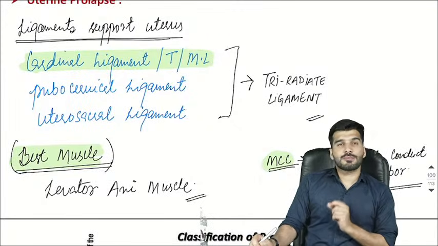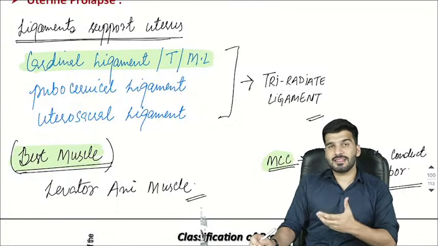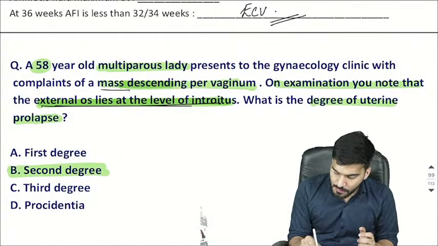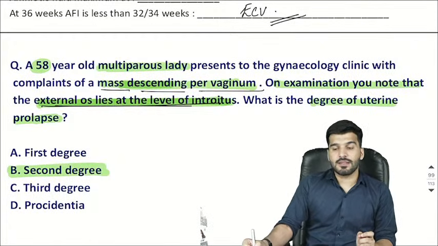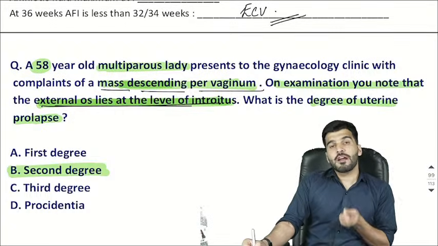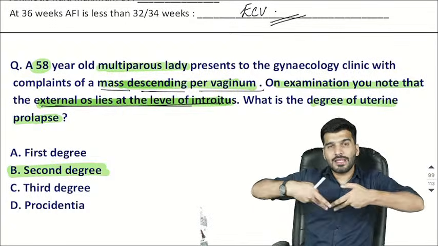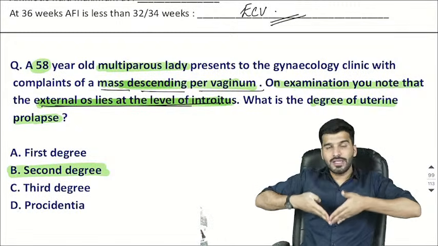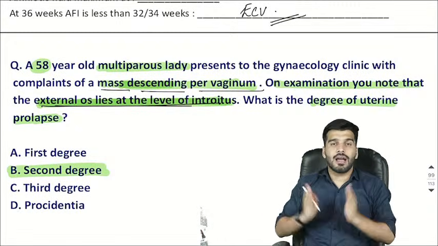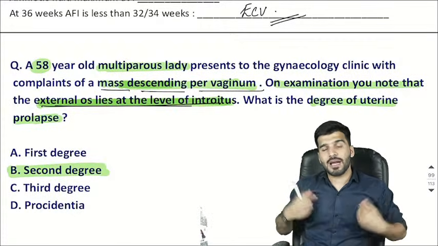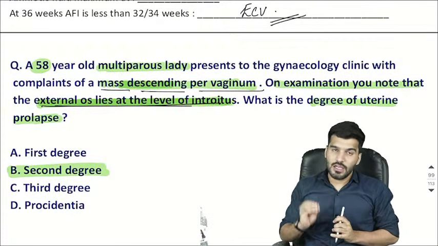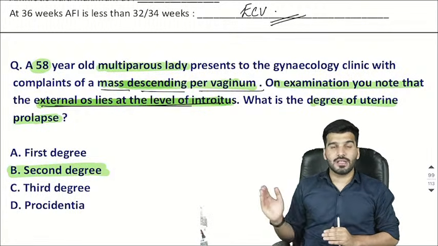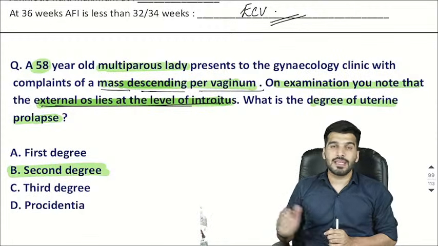Now, what will be the features of these patients? First, the patient will complain, I'm feeling something coming out. That is, there is a mass descending per vaginum. Followed by that, other complaints. Once the uterus descends, the ligaments supporting it get stretched, and this leads to back pain. The patient will say, doctor, when I'm lying down the pain is relieved, but when I'm standing, at the end of the day the pain gets worse.